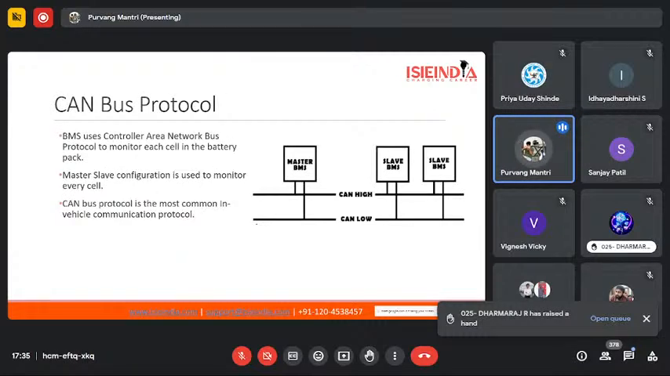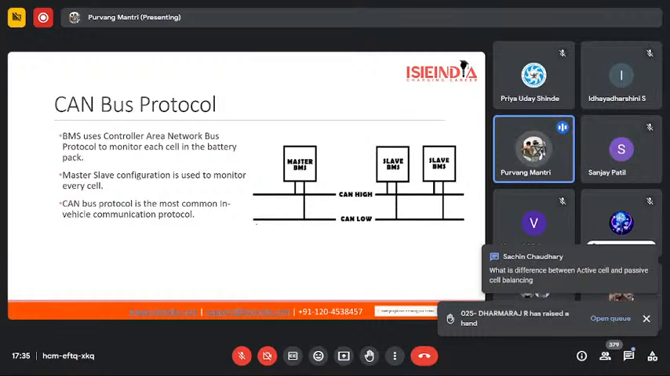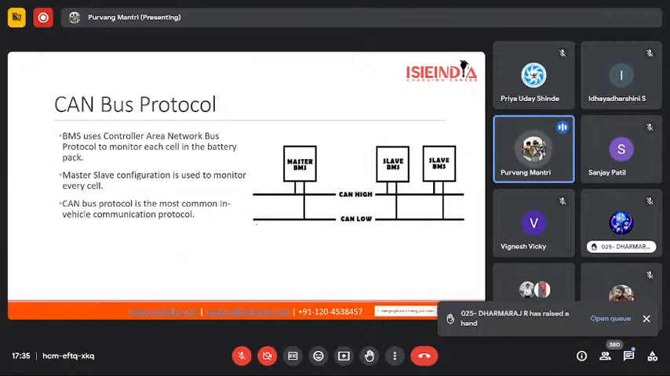So the cells would be divided into multiple modules. Those 4,000 to 7,000 cells would be divided into 7 to 8 battery modules, and each battery module would have 100 to 200 cells in them. And those 100 to 200 cells would be monitored by slave BMSs, while the master BMS would be in communication with the slave BMS. So this master BMS and slave BMS will use CAN bus protocol.